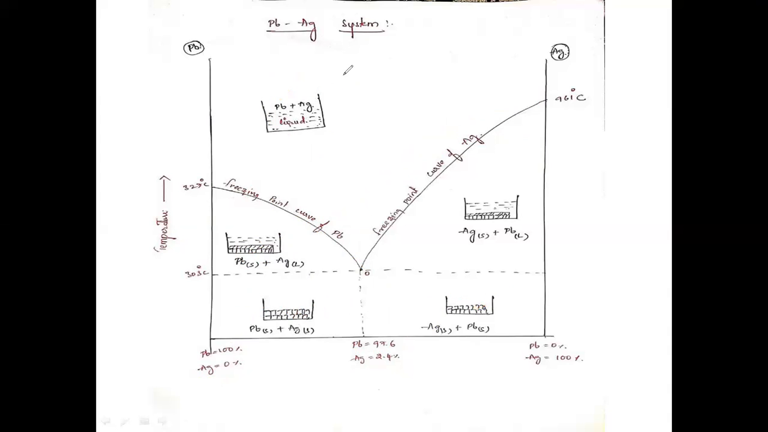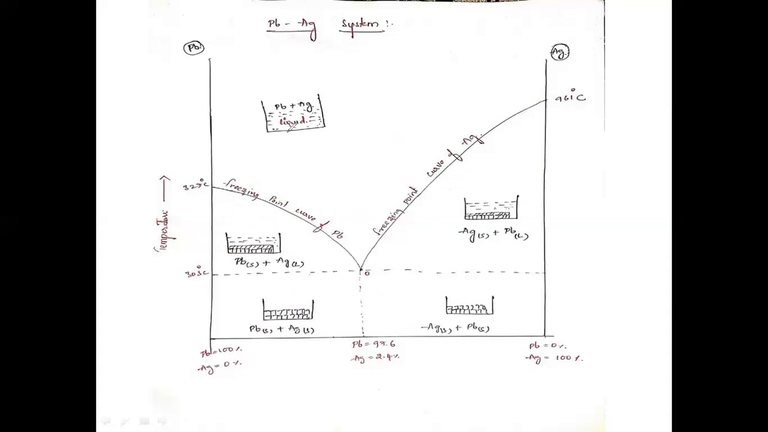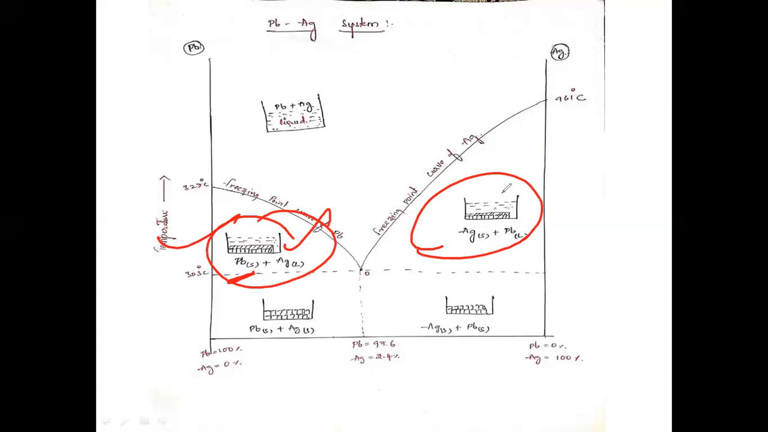So you must understand here, in this particular region completely solid is there, and in this area completely liquid is there. But these two areas are very, very important here. In this area only lead is solid and the silver is in liquid phase. And in this region Ag is in a solid phase and lead is in a liquid phase. It is enough if you clearly understand that point.